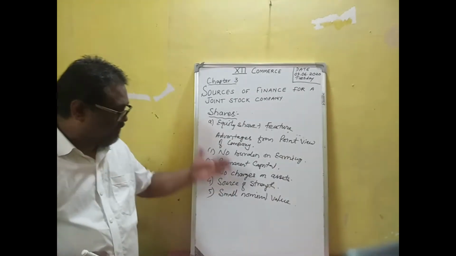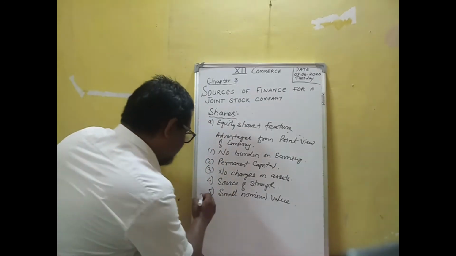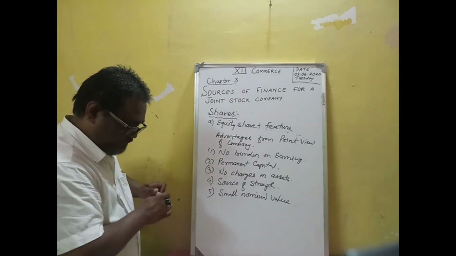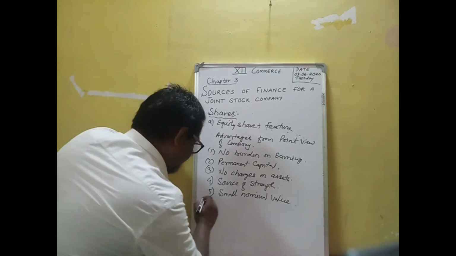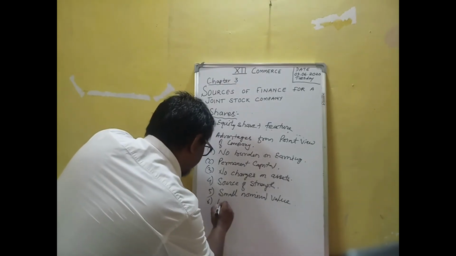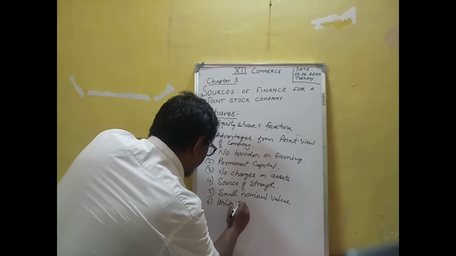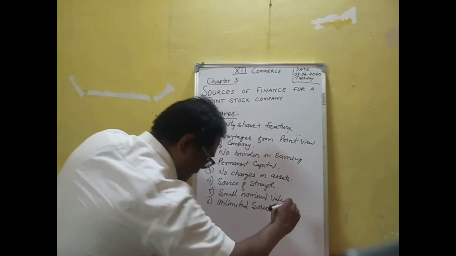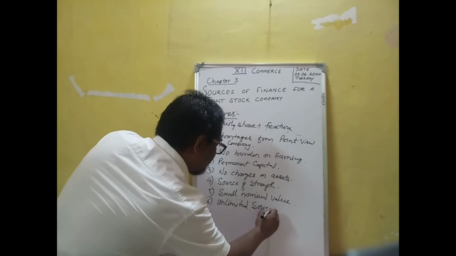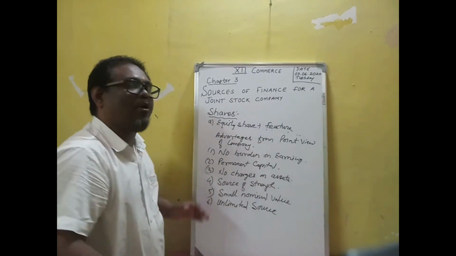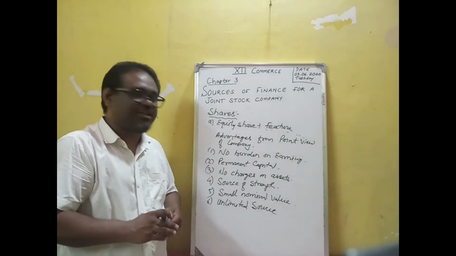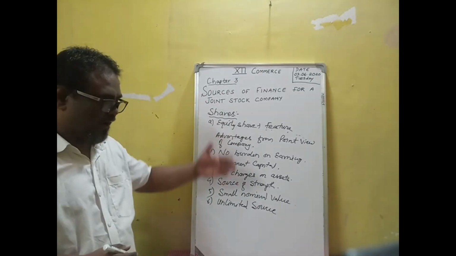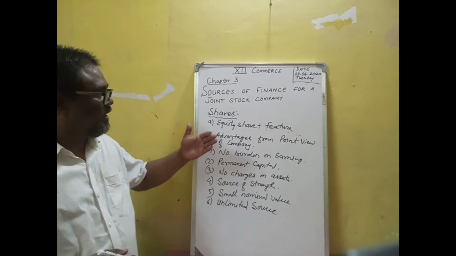So in this way, we have unlimited sources. So it's number 5 and 6. Unlimited sources. Any amount of capital can be raised by issuing equity shares. So these are the advantages of equity shares from the point of view of a company.